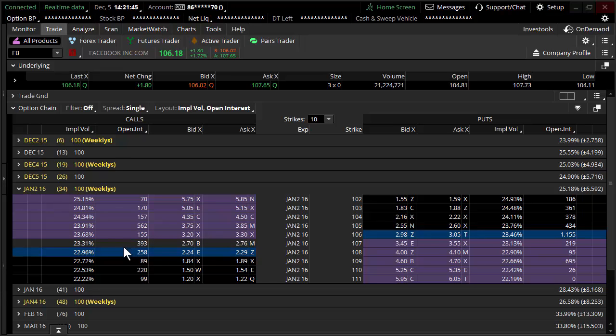Fair enough. Now, here's where we start to get into the ultimate calculation. It's really not an ultimate calculation. To figure out the expected move, what you really need to do is take the stock price. So what's the stock price?